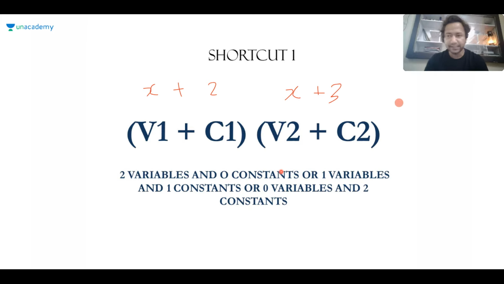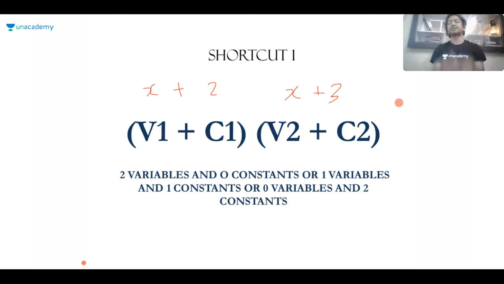Now, first of all, you need to understand what is logical multiplication and what is logical addition. In mathematics, AND means multiplication, OR means addition. So there are three ways to do that. We have one variable each in the two brackets, and one constant each in the two brackets. First, we select two variables and zero constants. That means we select x and x, which comes out to be x square, and zero constants. We don't need to select any of the constants, neither 2 nor 3.